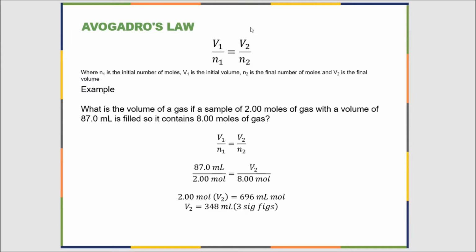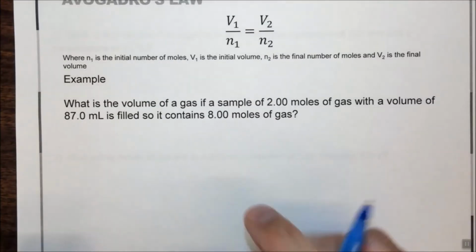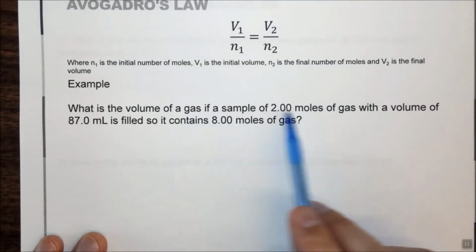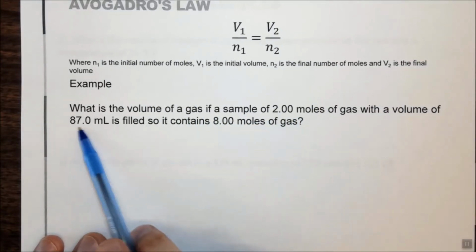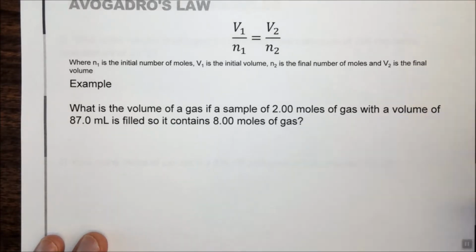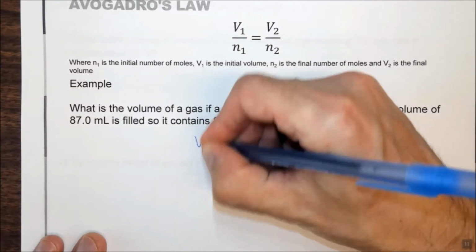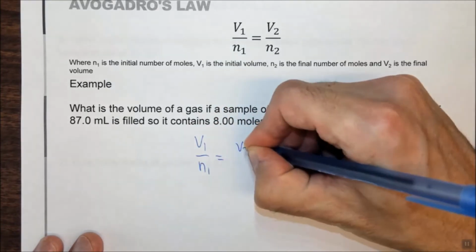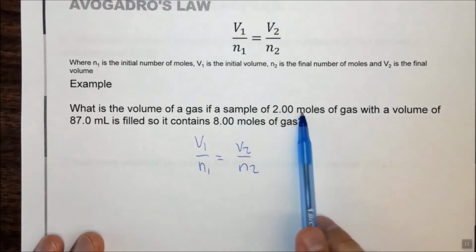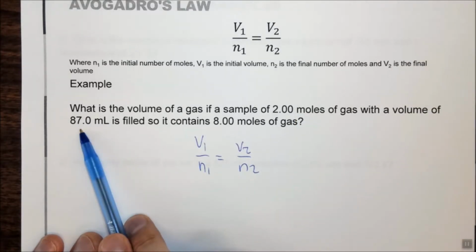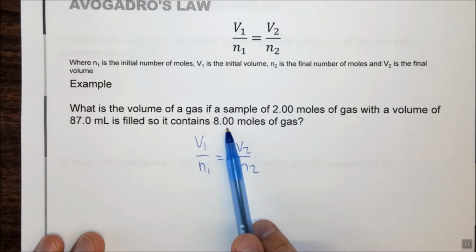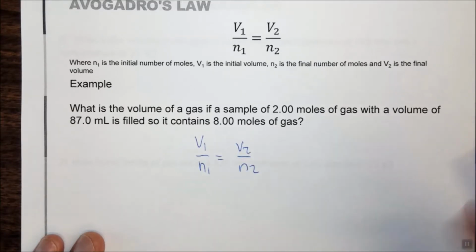So this is called Avogadro's law: V1 over N1 equals V2 over N2. And let's do an example with Avogadro's law. So here it says, what is the volume of a gas if a sample of 2 moles of gas with a volume of 87 milliliters is filled so it contains 8 moles of gas? So we want to use V1 over N1 equals V2 over N2. So the 2 moles of gas has a volume of 87 milliliters. Then we want to blow more gas in so that it has a total of 8 moles of gas, and we want to know what the volume is.